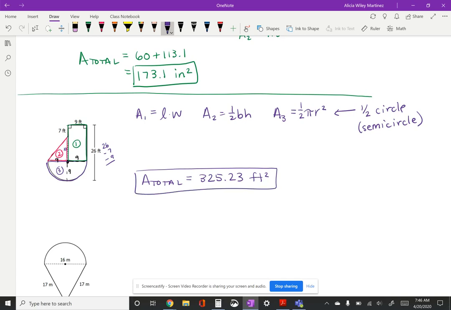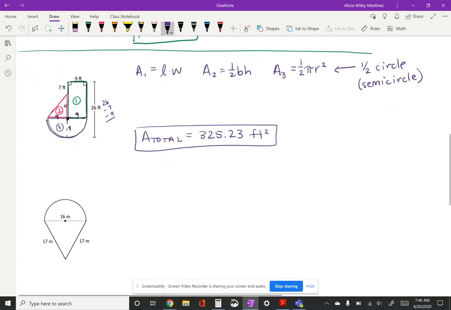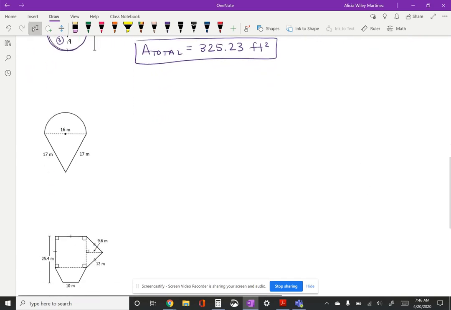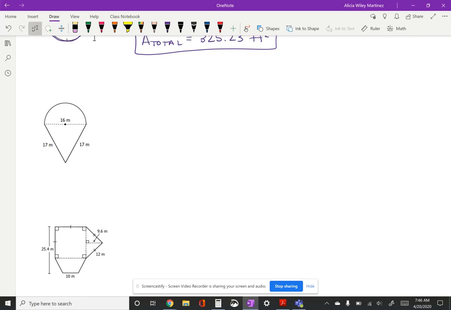I'm not going to go through all the work of plugging in all the numbers. If you'd like to try this on your own, press pause, give it a try, and see if this is what you get. If you're not sure what happened, feel free to leave a comment on the assignment in Google Classroom, and I'll be happy to help you. Some other examples here to go through.